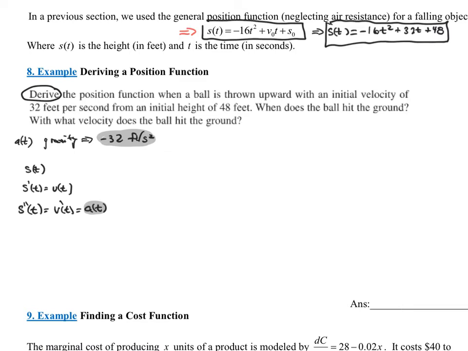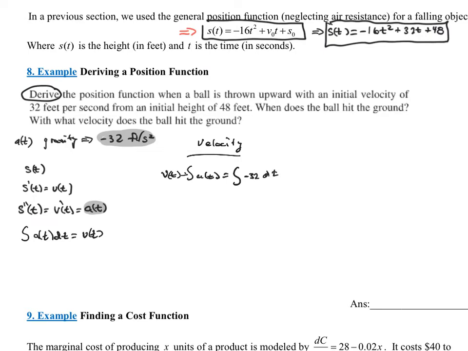So if I know the acceleration function and I integrate the acceleration function, I'm going to get the velocity function. So let's give that a try. To find the velocity function, I need to integrate the acceleration function. So velocity is the integral of acceleration, which in this case is the integral of negative 32 dt.